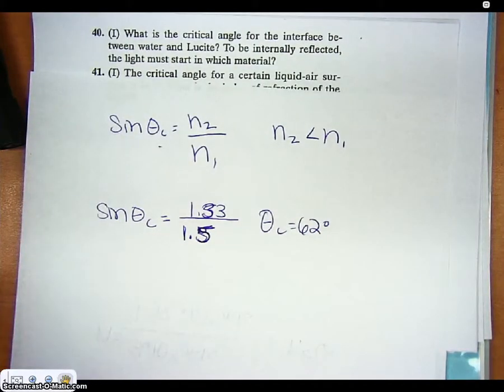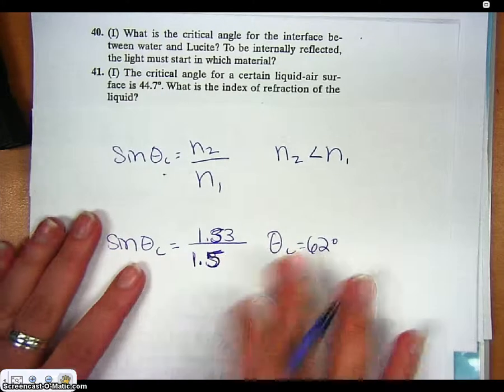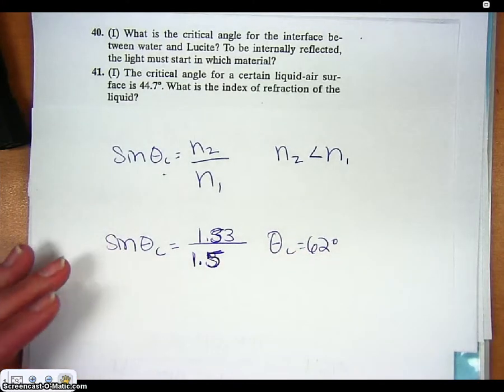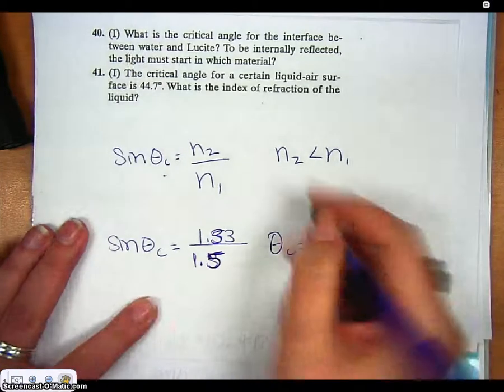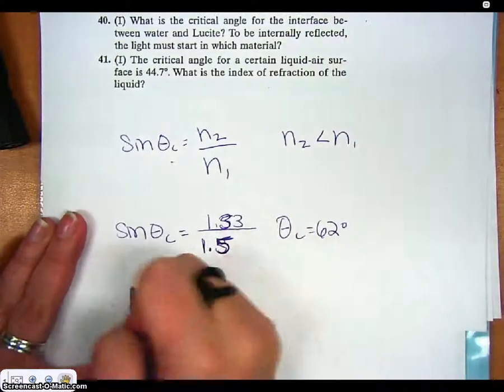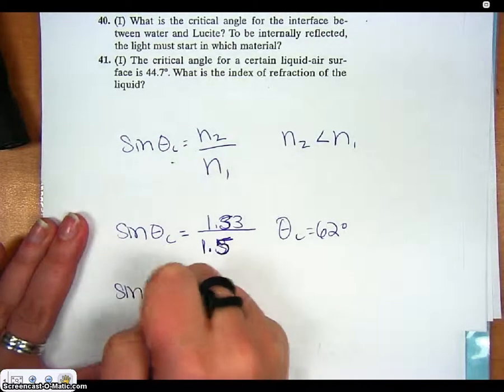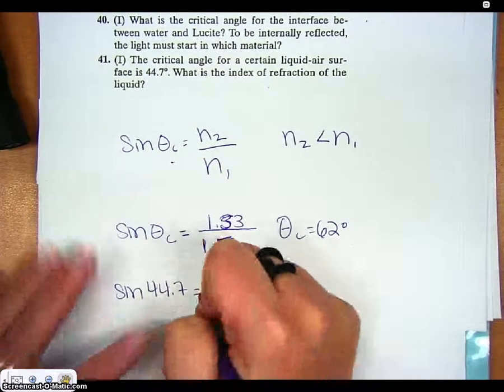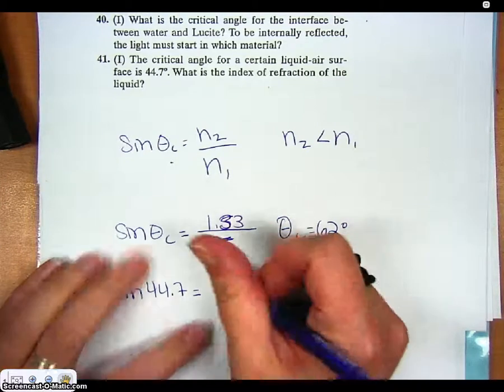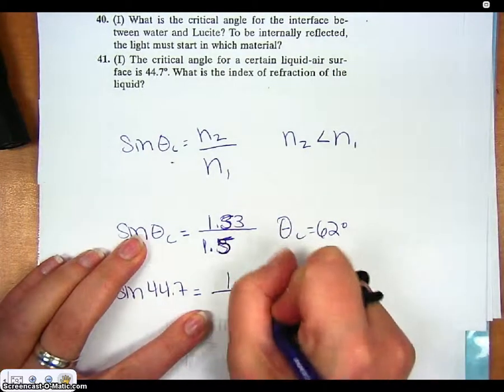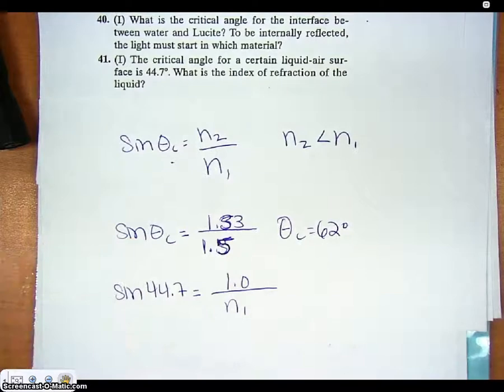Now let's do one more. It says the critical angle for a certain liquid-air surface is 44.7 degrees. What is the index of refraction of the liquid? Okay, so we have the sine of 44.7 is equal to, and so the less dense medium has to be on top. The second medium would be air, and the medium that you're in would be the liquid, so n1 is actually what we're solving for.